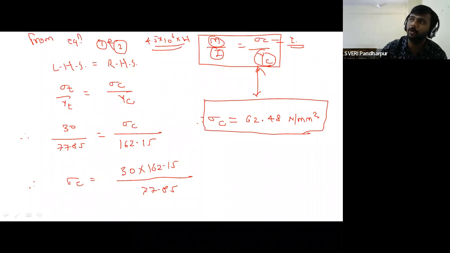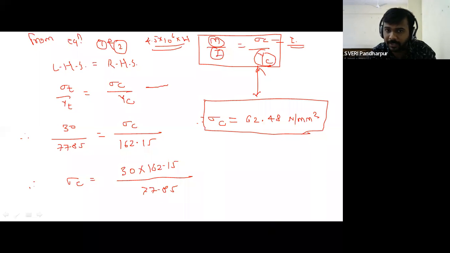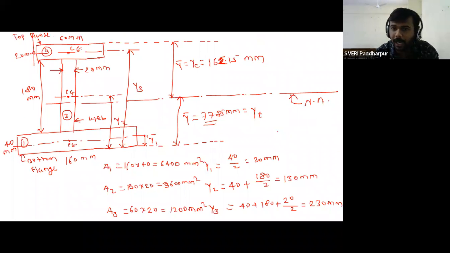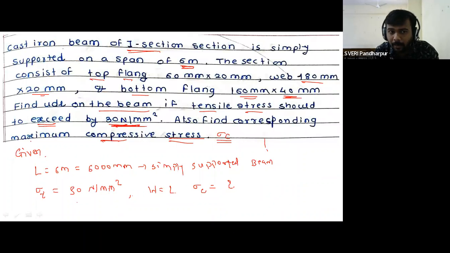So you can use any combination. If you equate the left hand side and right hand side and generate equation number 3, then the answer will be the same. And by using the formula M upon I is equal to sigma C upon yc, then also your answer will be the same. And in the statement they have also asked to find the corresponding maximum compressive stress. They have used the word maximum.